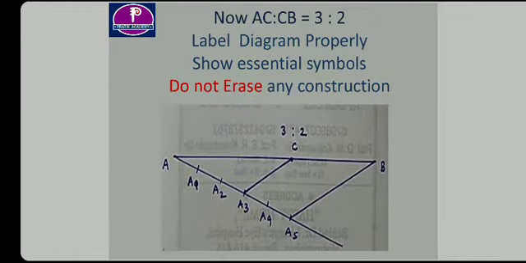Here, as C is the point, we get the AC to CB ratio as 3:2. And finally label the diagram properly, show essential symbols, and do not erase any construction.